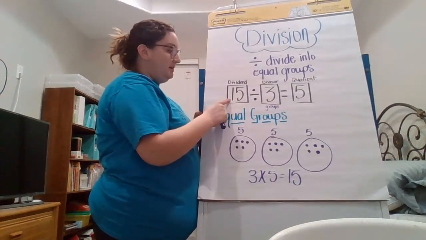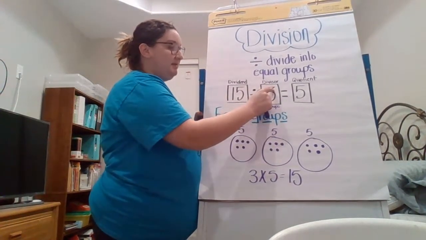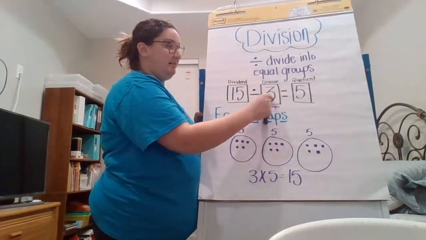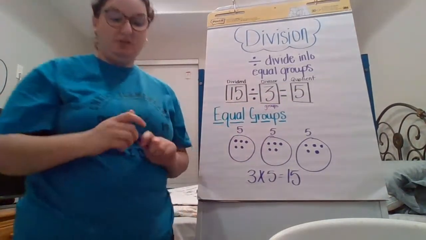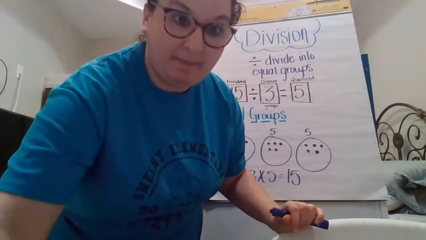My dividend is what I'm dividing. My divisor is the number of groups I have, and my quotient is what is inside each group. All right, so we're going to do some practice.